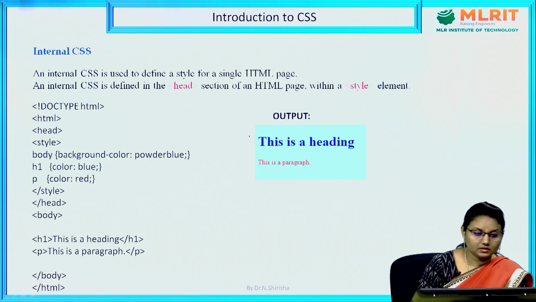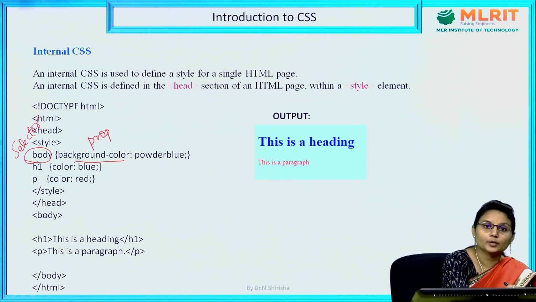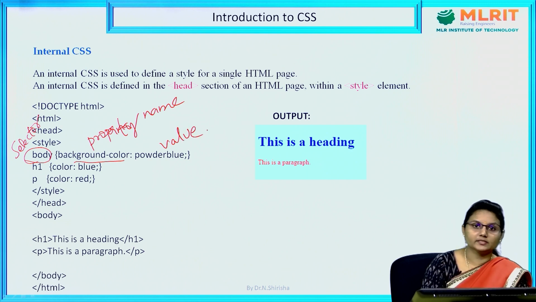So what is a selector here? This is a selector. And what is this? This is the property name. So the property name has to be given. And this is the value. So like this you can assign different styling.